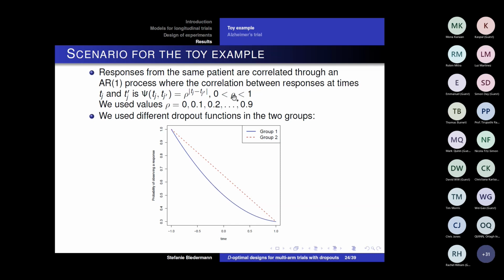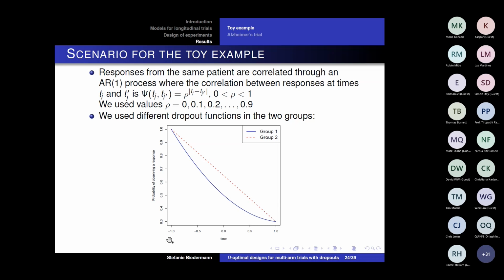And for the example, we used a lot of different values, including the case rho equals 0, where there's no serial correlation, and then increasing values of rho. We then also use different dropout functions for the two groups. Both groups start at 100% and end up at 30%. But group 2 has a linear dropout function, and group 1 actually loses patients more quickly, essentially, so the dropout is steeper.